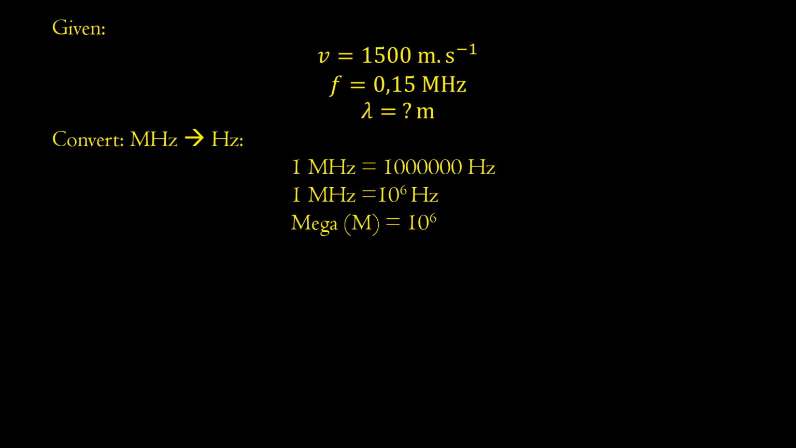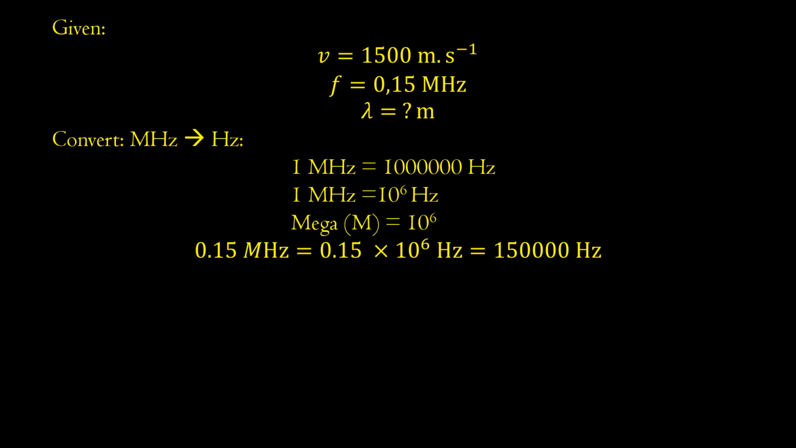I will do a video where we just talk about prefixes to units. So where were we? If we continue to convert, we will say that 0.15 megahertz equals 0.15 multiplied, in the place of mega, by 10 raised to the power of 6 hertz. And if you put that in your calculator, you'll find that 0.15 megahertz equals 150,000 hertz, right?